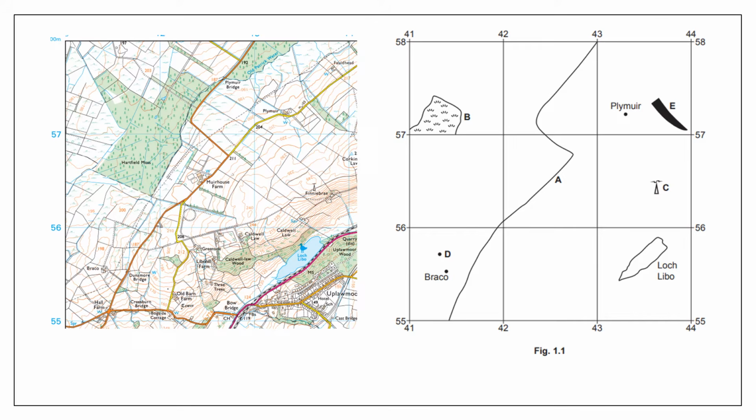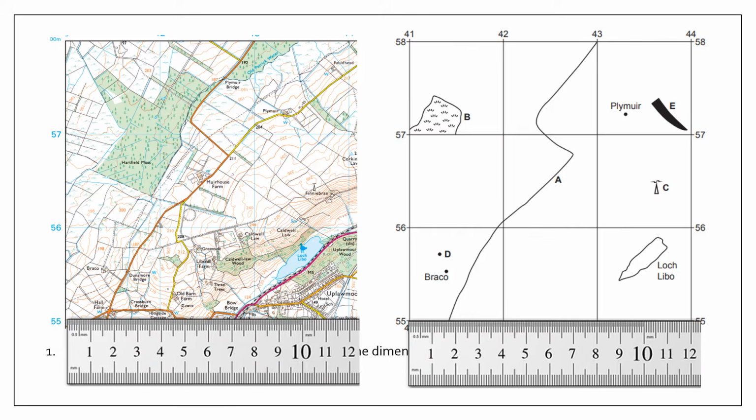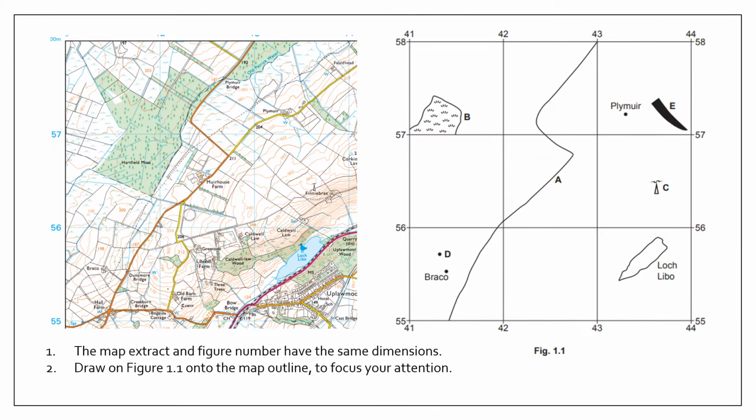So getting started, you can see that from figure 1.1, you've got this area that you need to do, and you need to try and match up the symbols with that on the map. The first thing you need to remember is that the map extract and figure have the same dimensions. By that, I mean that each grid square on the map and figure is the same. You can see here that's 4 centimetres on the map and 4 centimetres on the figure. That's a very useful thing to remember when it comes to answering some of these questions.